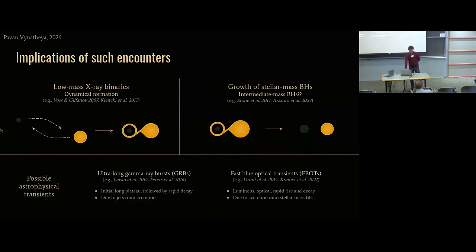Observation-wise, we haven't really observed definite candidates of micro tidal disruption events, but there have been some proposed transients which could have been from micro tidal disruption events, including ultra-long gamma ray bursts and fast blue optical transients.